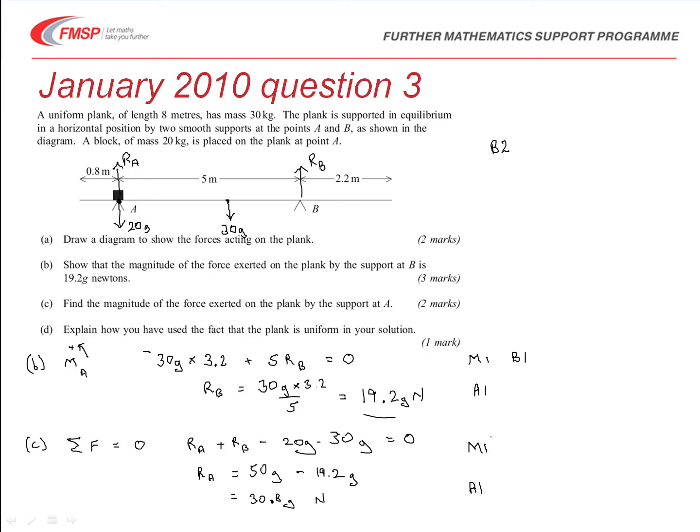Finally, in part D, to get your 1 mark, explain how you use the fact that the plank is uniform in your solution. Well, we needed to identify where to put the centre of mass when we were doing part B to this question. Okay, and so we used the fact that it was a uniform plank to use the symmetry of the plank to put that the centre of mass was acting through the midpoint of the plank. Okay, and that's what you need to write down in order to obtain your 1 mark in part D.